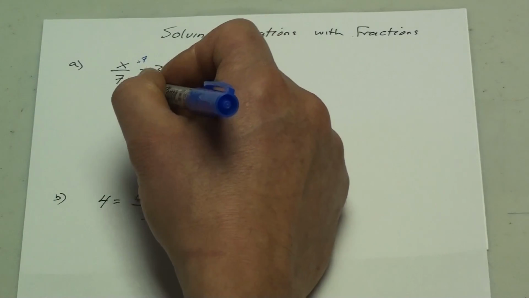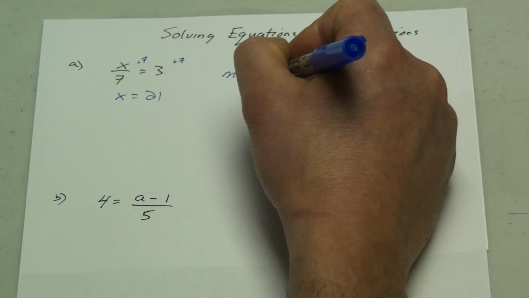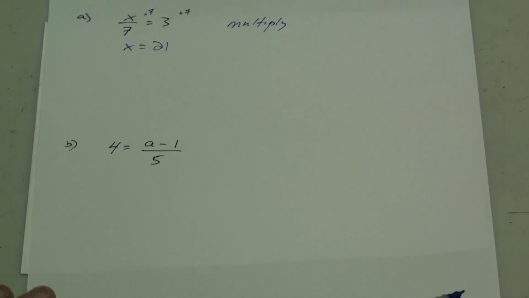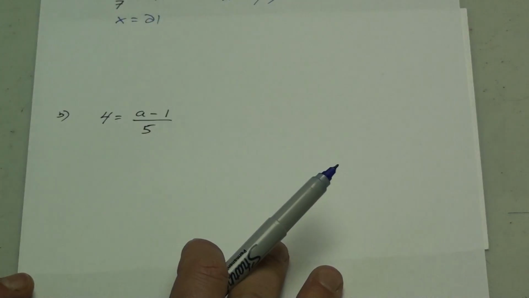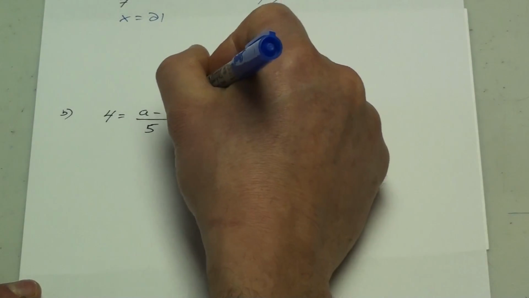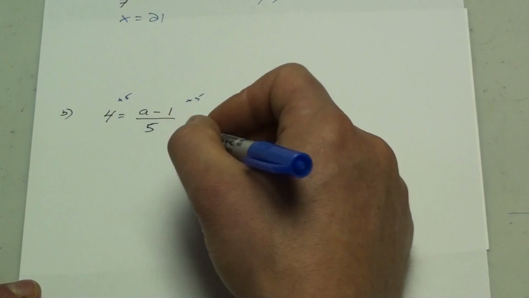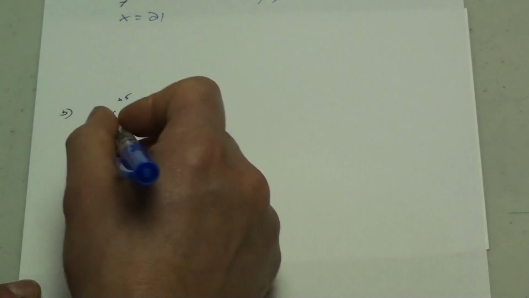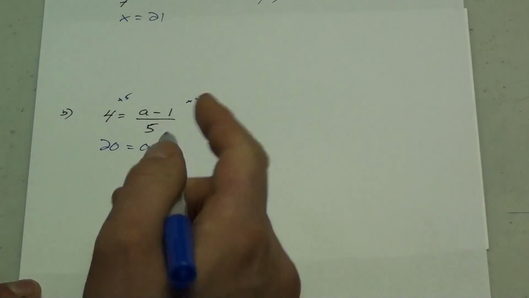3 times 7 is 21, so I'm going to multiply to get rid of the dividing. Here I've got divide by 5. The opposite of divide by 5 is multiply by 5. So I'm going to multiply both sides by 5. Now I divide by 5, multiply by 5, they're going to cancel out. That will leave just a minus 1 equals, and I'm going to have 4 times 5, which is 20. Now I can continue to solve.